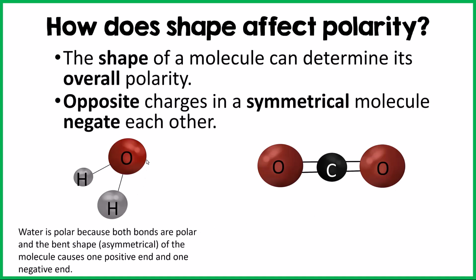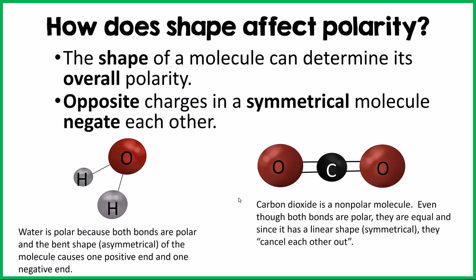Water is polar, so this is our water molecule, because both bonds are polar. So they're pulling electrons strongly to this oxygen atom. And the bent shape, which is asymmetrical, causes one positive side and one negative side. So here's our positive side because the electrons are being pulled away from hydrogen. And this is the negative side because oxygen is pulling the electrons more strongly. And because this molecule is asymmetrical and all of the electrons are being pulled towards oxygen in this one direction, it's going to be a polar molecule overall.